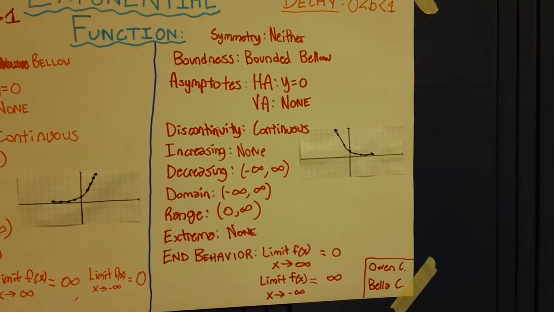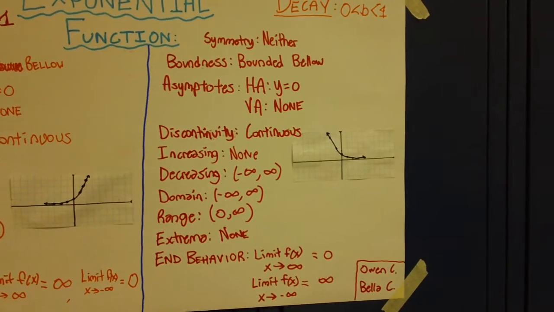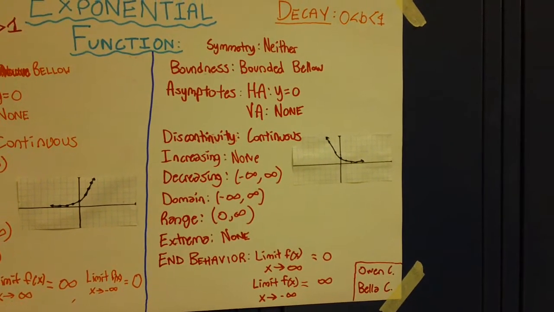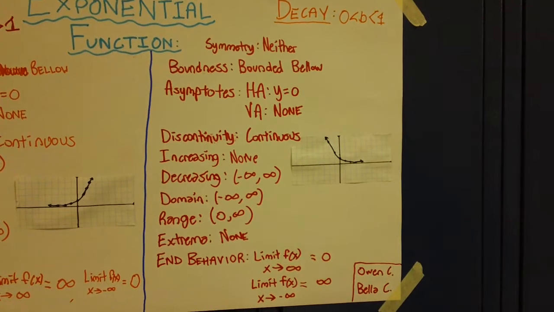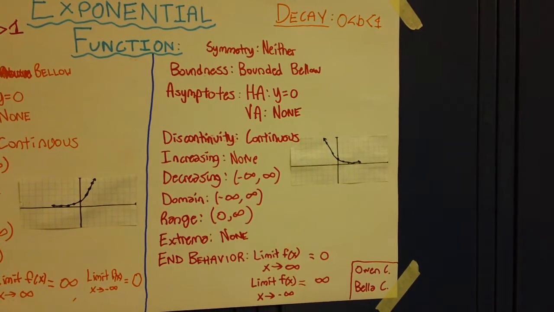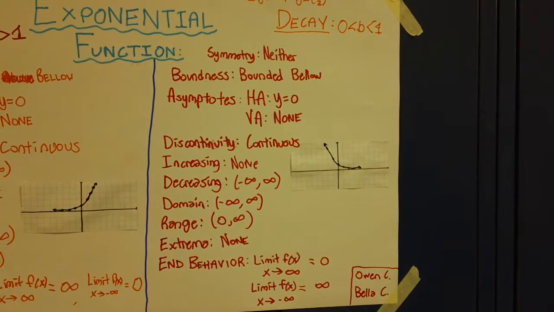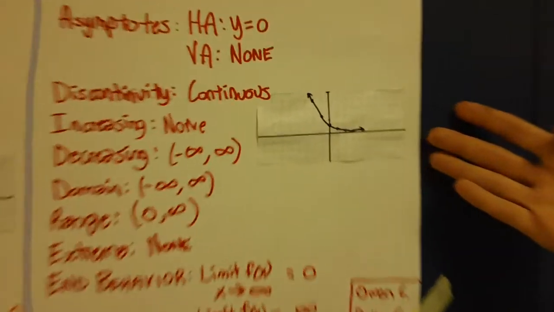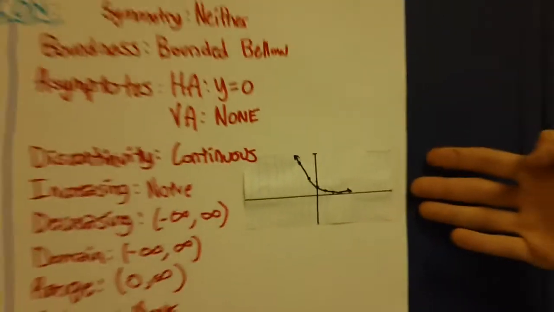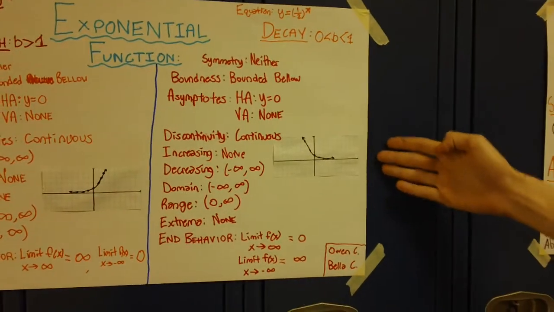Extrema, there is none. And end behavior, limit f of x for x to infinity equals 0. Limit f of x for x to -infinity is infinity. And this is the graph for y equals 1/2 to the power of x.